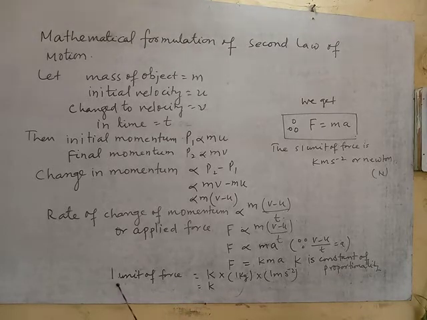Now for 1 unit of force: if we take 1 kg mass and an acceleration of 1 meter per second square, then k will be equal to 1, because 1 unit of force will be equal to k. So F is equal to m into a. This is the final equation for how to find the force.